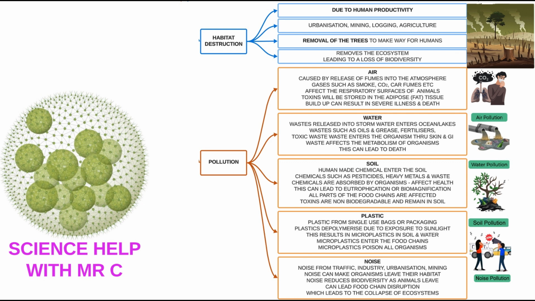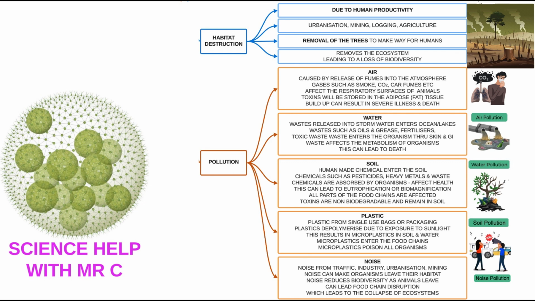Soil pollution is where chemicals from humans enter the soil. Chemicals such as pesticides and herbicides and heavy metals and waste chemicals are absorbed by organisms and affect the health of the native species. This can lead to eutrophication and biomagnification. All parts of food chains and food webs are affected. The toxins are non-biodegradable and remain in the soil forever.